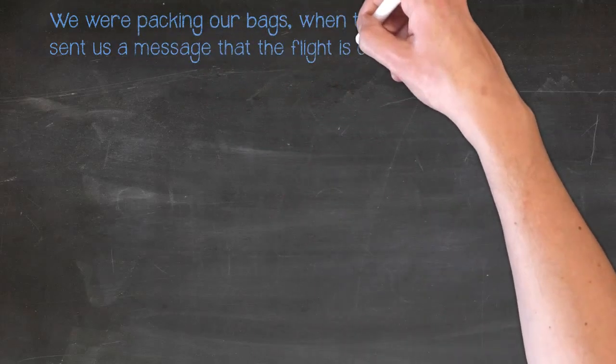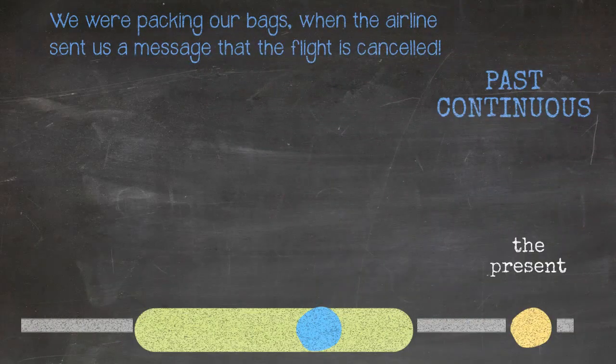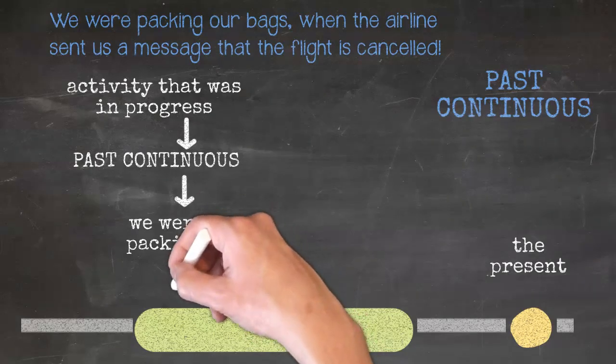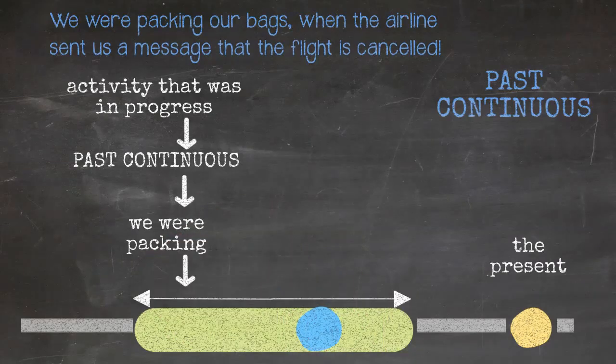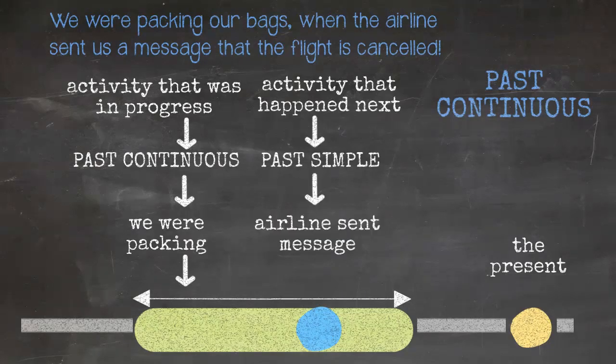Now let's put the sentence on the timeline and take a closer look at the two events. In this example, the activity that was in progress is in past continuous, which is we were packing. The activity that happened next, that is, the one that interrupted the packing, is in past simple. That is, the airline sent the message.